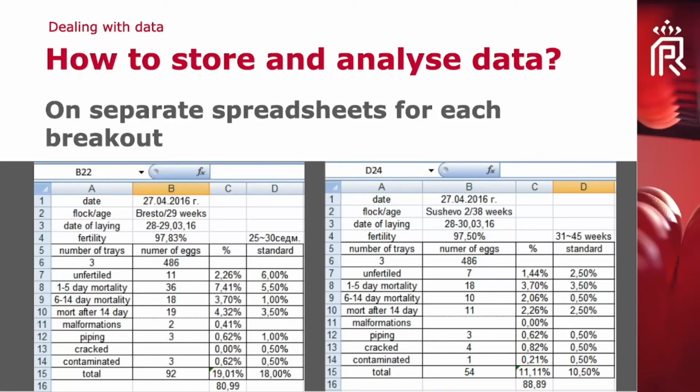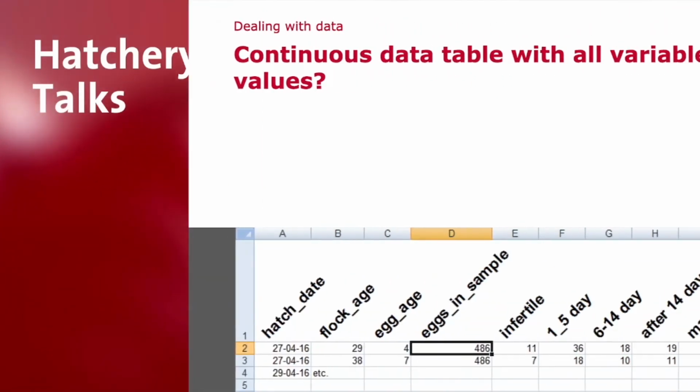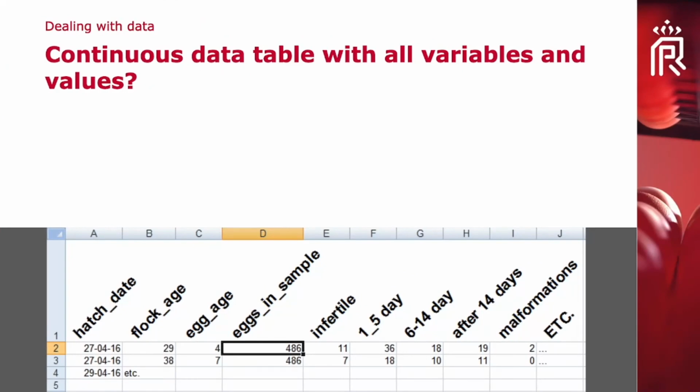A lot of the time I see customers that use spreadsheets for each day. So they have a hatch day from Monday or Tuesday on separate sheets, which makes it a bit harder to compare the data. So a continuous data table with all the variables and all the values in one is better. But there will be a webinar on this topic as well. And if you're very interested in how to deal with data, you can look at that.